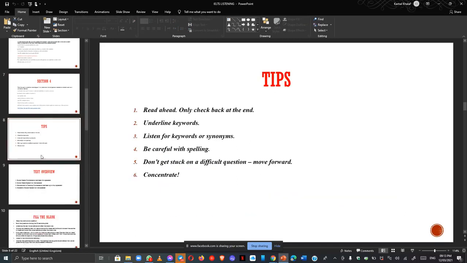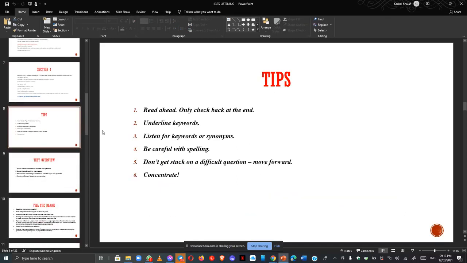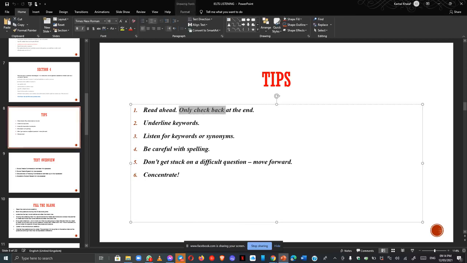Now let's move to the tips. General tips for the IELTS listening test. Read ahead to know what you will listen for, to predict the answer, to try to get what synonym language the examiner will use, what the speaker will say, and don't only check back in the end, guys. If you are not sure about, for example, question number 28, don't stop at 28. Move with the audio file and check later.